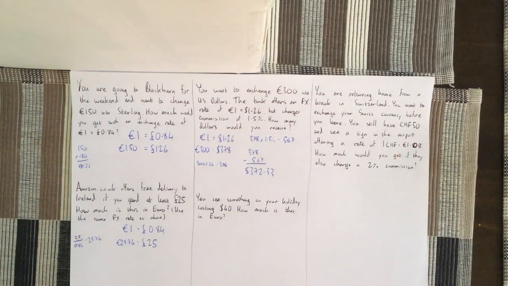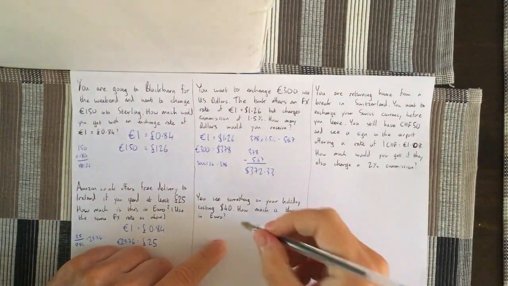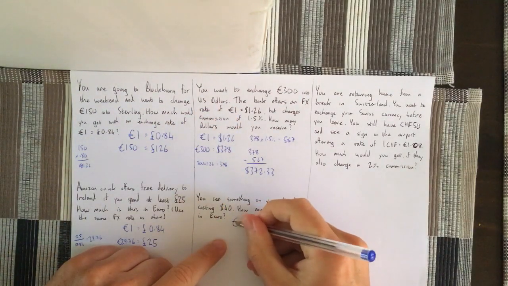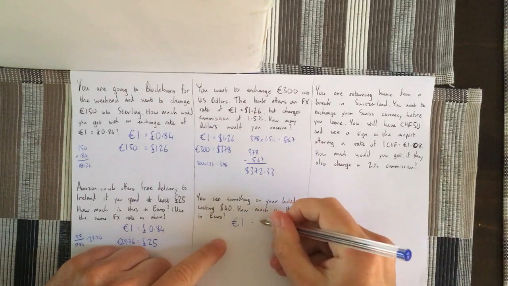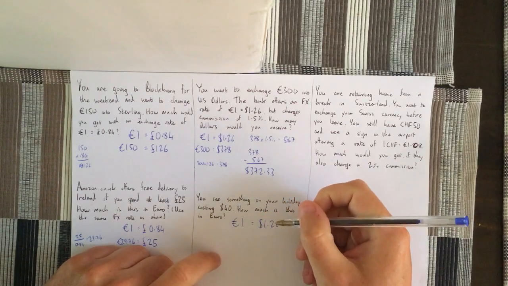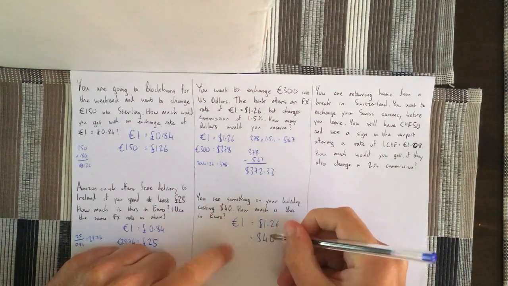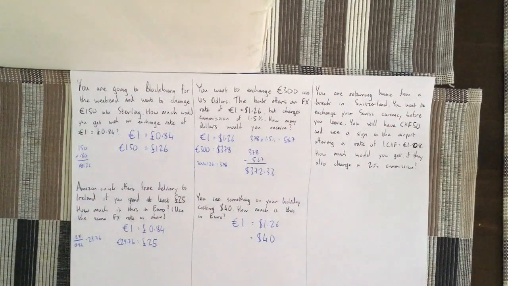Next example then, you see something on your holiday to America costing $40. How much is this in euro? So we'll say it's the same exchange rate as up here. So €1 equals $1.26. You've got something costing $40. So what's that going to be in euro?